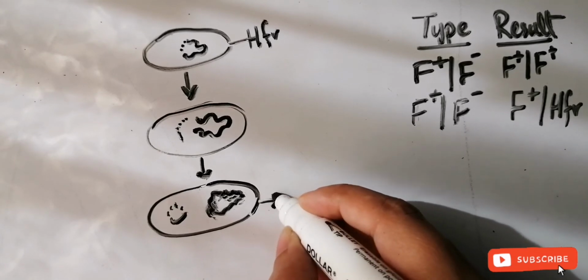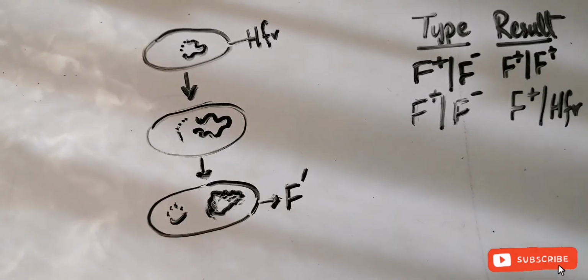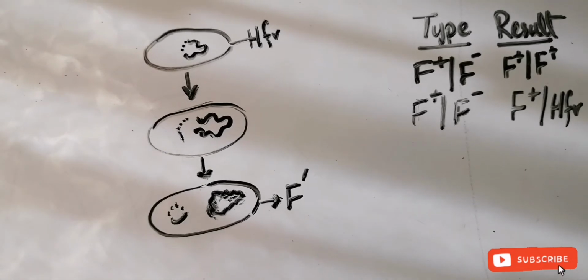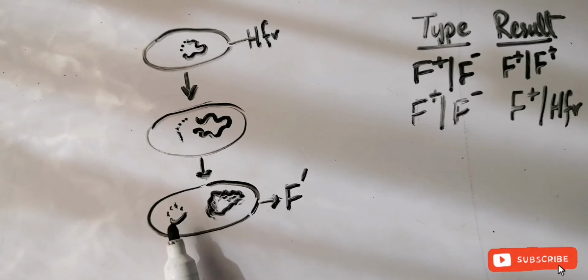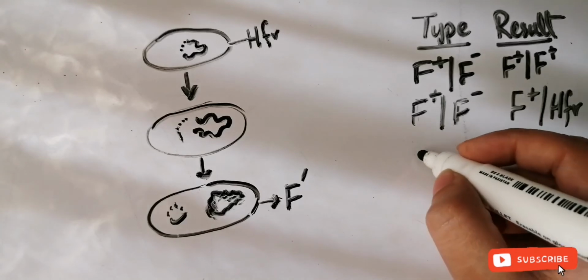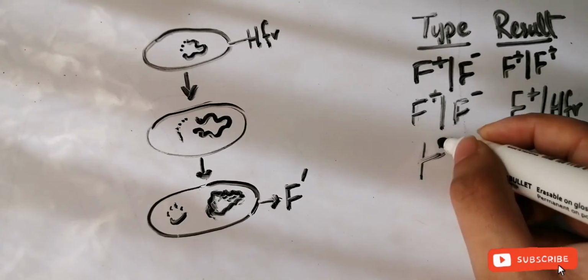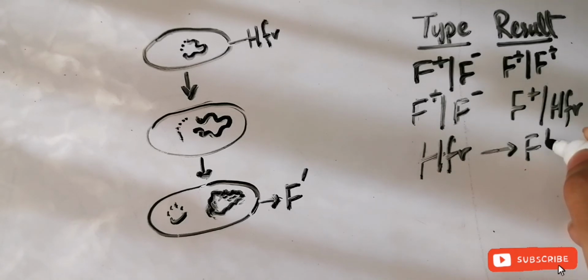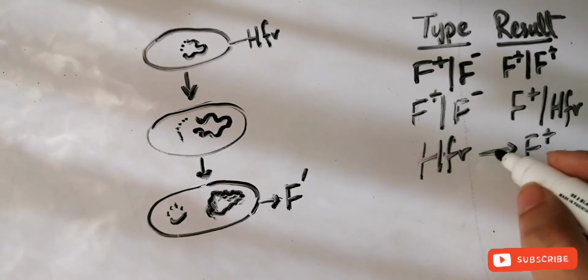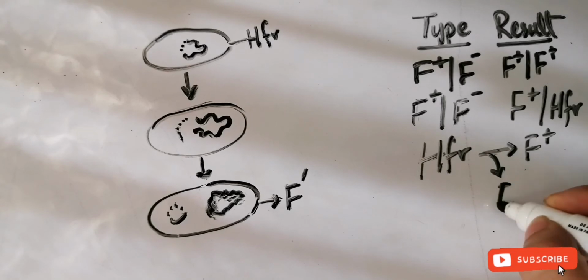Now this bacteria is known as F prime factor. F prime factor has the original bacterial chromosome plus the plasmid segment along with the bacterial chromosome integrated into it. This is a whole new condition. So the third type of conjugation is when HFR is trying to convert into F positive, it may sometimes, due to some errors, be converted into F prime factor.